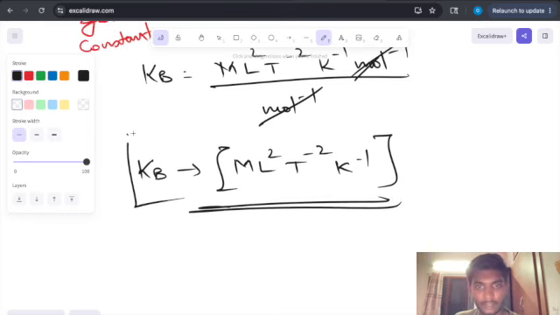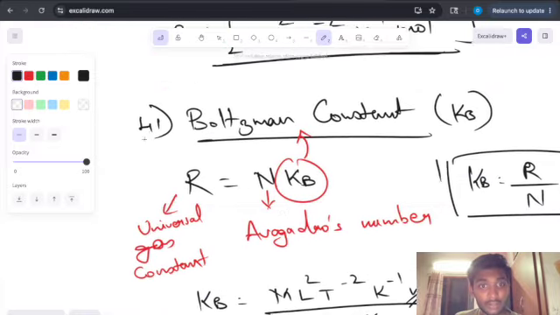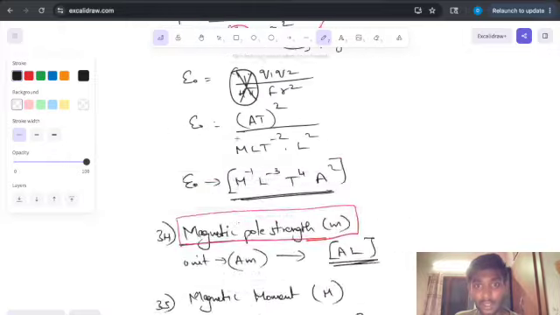So with this, we have all seen almost 41 dimensional formulas for various physical quantities.